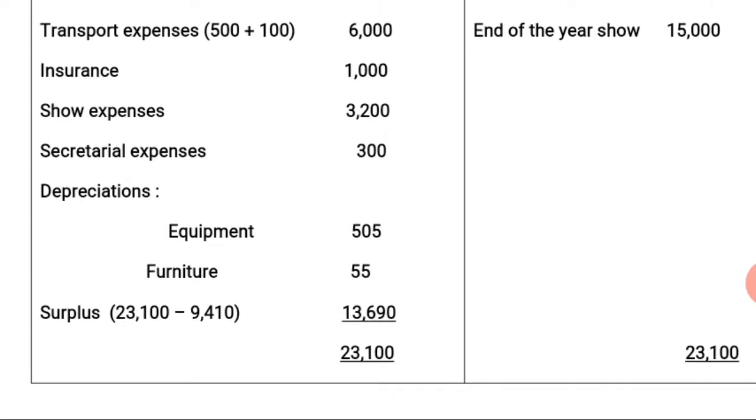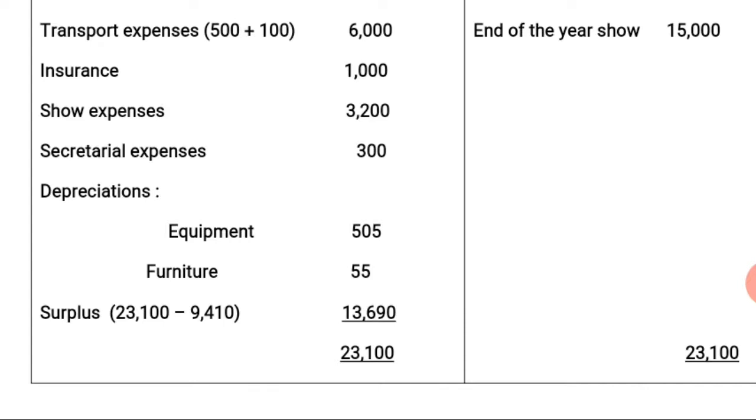More so, we have to add the depreciation. So the depreciation on equipment was 505 naira, as stated in additional information number 2. Equipment 505 naira and furniture 55 naira.